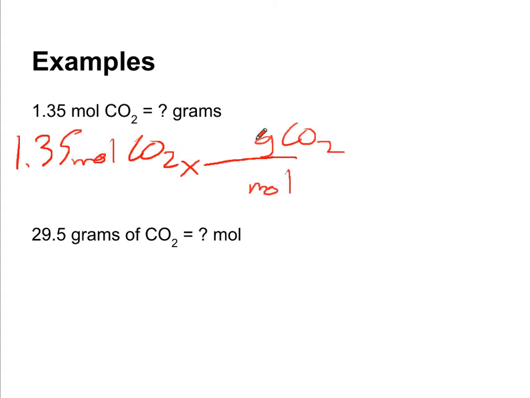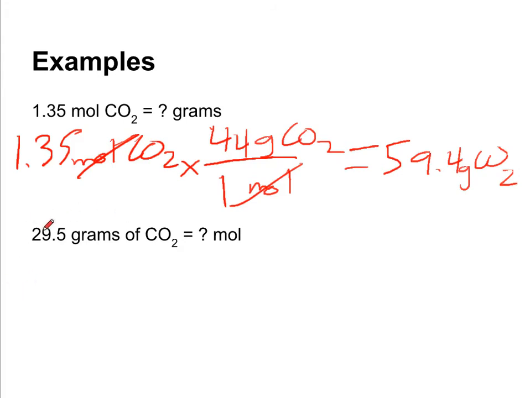To find the numbers that go here, we're going to add up the masses of one carbon atom and 2 oxygen atoms on the periodic table. So that's 12 plus 16 plus 16. That's 44 grams for every 1 mole of carbon dioxide. Our moles are going to divide out, so we're going to be left with 1.35 times 44. So our answer is going to be 59.4 grams of CO2.